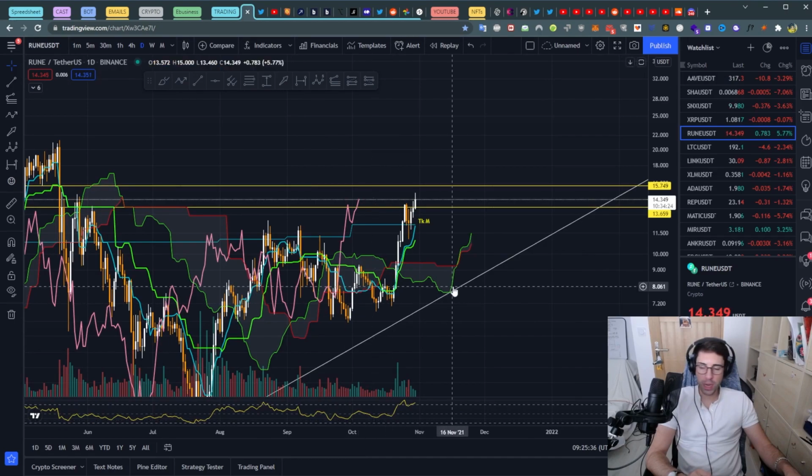I'm not trading this one. I don't know if you guys do. Let me know in the comments and let me know how it went so far. Maybe it's a very interesting token to look into. So yeah, why not? Anyway, let's look into LTC.